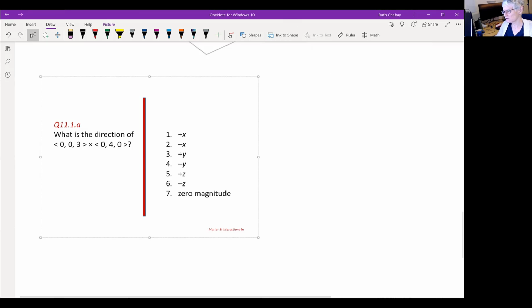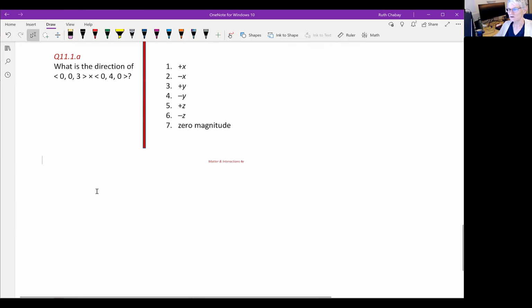We could also, of course, just work it out. We know it's the x component that we care about, and so remember the x component would be AYBZ minus AZBY, so that would be 0 times 4 minus 0 times 0 minus 3 times 4, so it's going to be in the negative x direction.